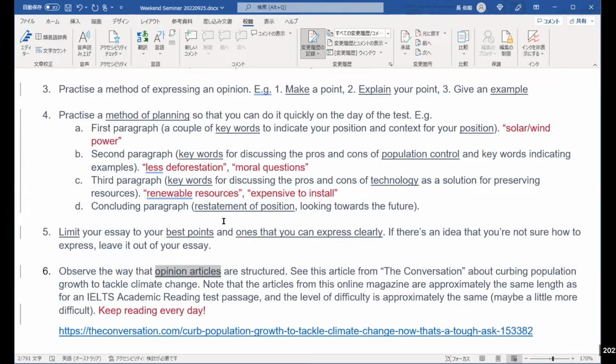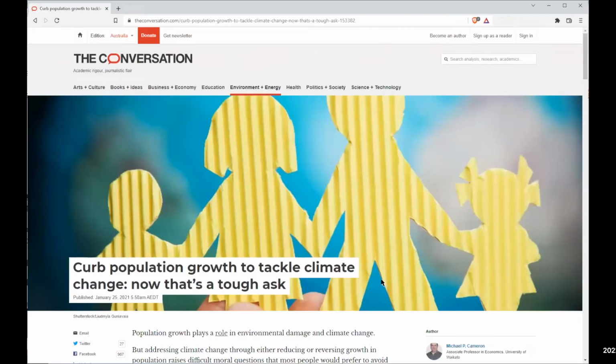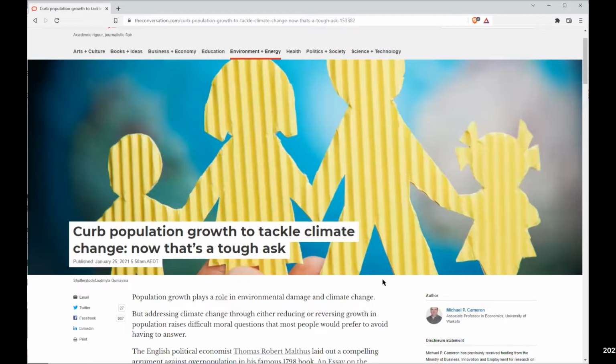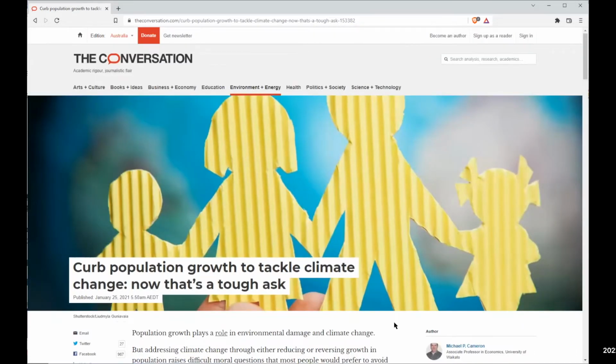And one of my favorite online resources is an online magazine called The Conversation. And this is a very useful tool for you because the language is not very difficult, but the issues are very important. And the people who write for this online magazine are academics. Now, academics are usually not very good at expressing themselves clearly, but these academics work with editors to try and simplify their ideas for a general audience.